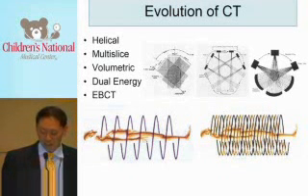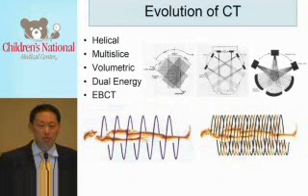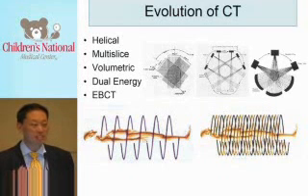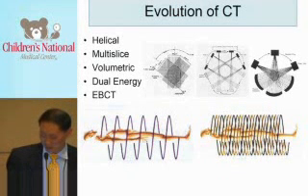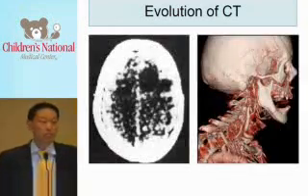And then you see where this is going. If you can get one spiral, why not 4? Why not 8? Why not 16? Why not 64? We are currently at 320 slices. If that's not a race, I'm not quite sure what is. But the evolution is impressive.